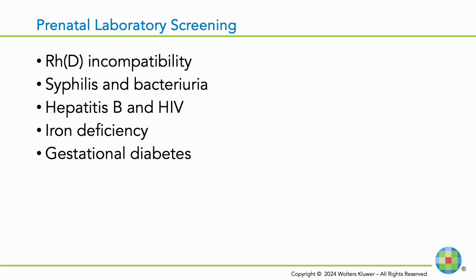You need to be able to evaluate the prenatal laboratory screenings for Rh incompatibility, recognizing syphilis, bacteria, hepatitis, HIV, iron deficiency, gestational diabetes, and laboratory findings that put somebody at risk for preeclampsia and HELLP syndrome. These are all things that we need to be familiar with and aware of as an anesthesia provider. These are things you're going to be reviewing, especially if you work in the obstetrical department, on a daily basis.